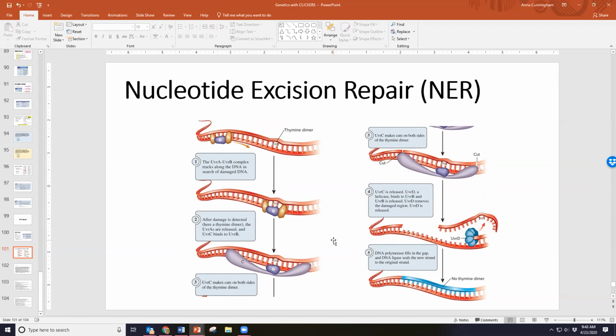It still does move 5 to 3, or create 5 to 3. So directionally, yes. So yeah, very similar to still how all of the other machinery works. Yeah, primarily during replication is what we're talking about. Good question. All right, so that's our nucleotide excision repair.